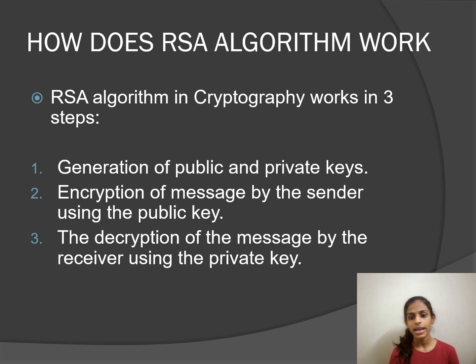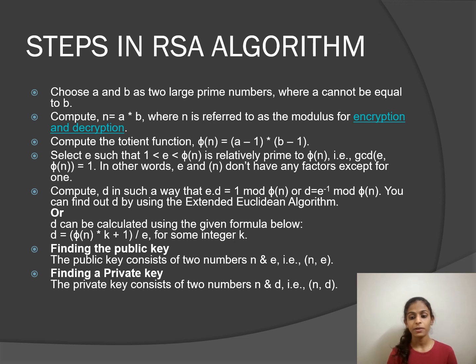So how does RSA algorithm work? RSA algorithm works in three steps. So starting with the first is the generation of public and private keys. And the second step is encryption of message by sender using the public key, and the decryption of message by the receiver using the private key. As previously we saw about the encryption and decryption in the introduction of RSA algorithm. RSA algorithm is one of the most widely used algorithms. So let us see the steps involved in RSA algorithm.